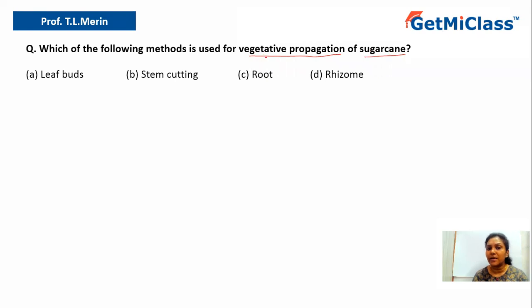So what do you understand by vegetative propagation? Vegetative propagation is nothing but an asexual mode of reproduction in plants. Okay.